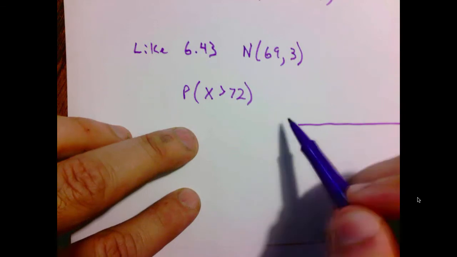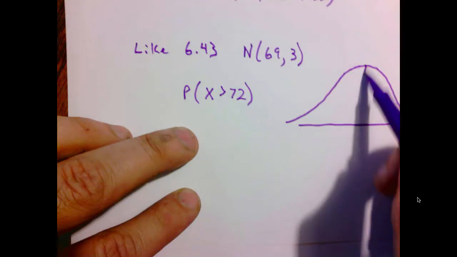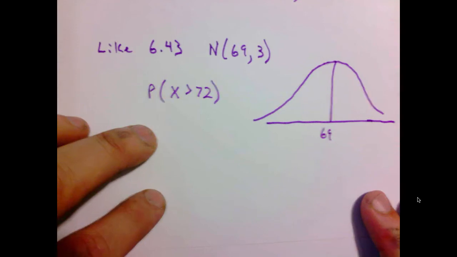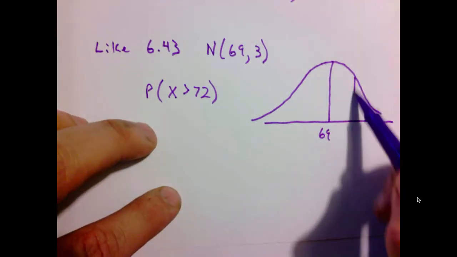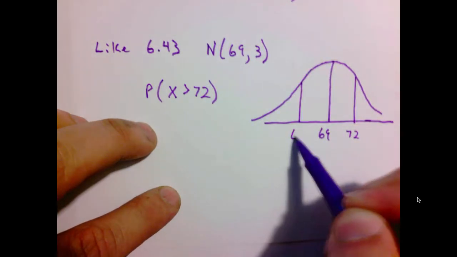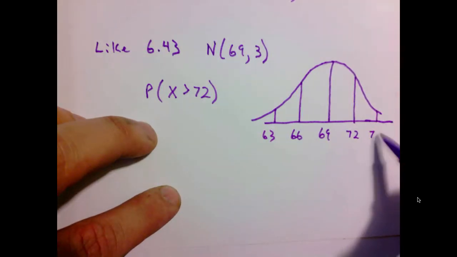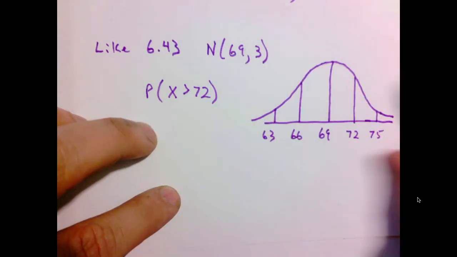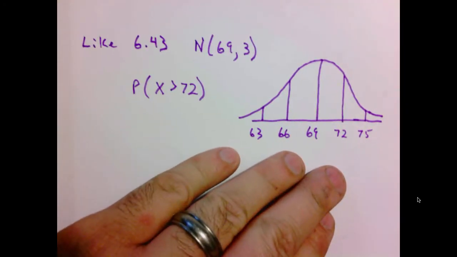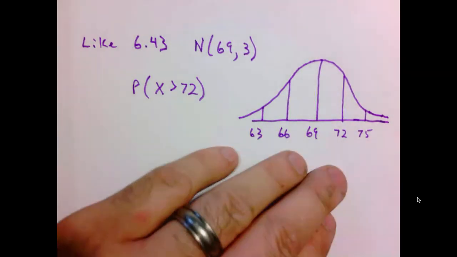I'll begin by drawing this normal curve. I have my mean in the middle, 69, and I'm going to go up and down 3. Up 3 would be 72. Down 3 would be 66. Down 3 more would be 63, and up 3 more would be 75. Theoretically this extends infinitely, and we know that with the height of people that does not hold, but in our model we consider it extending infinitely in both directions.